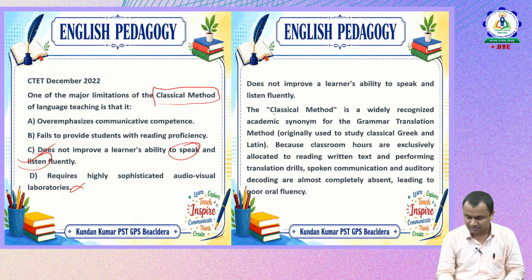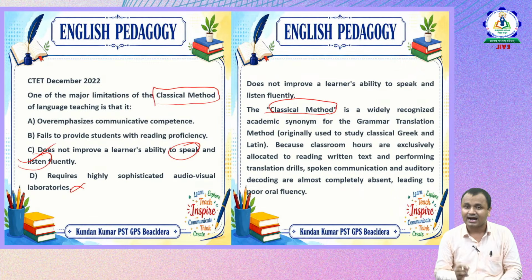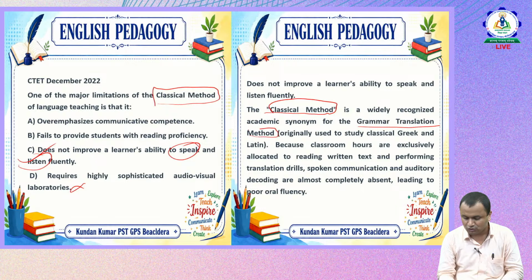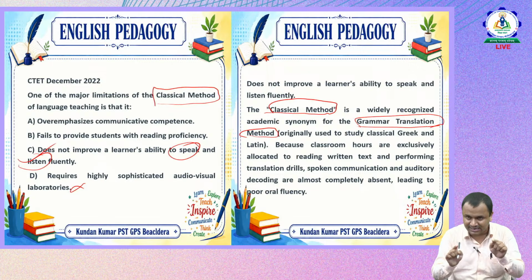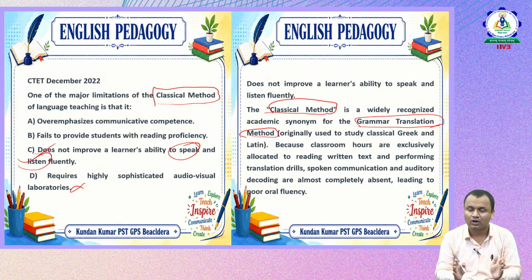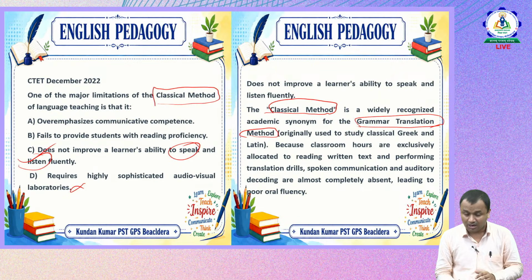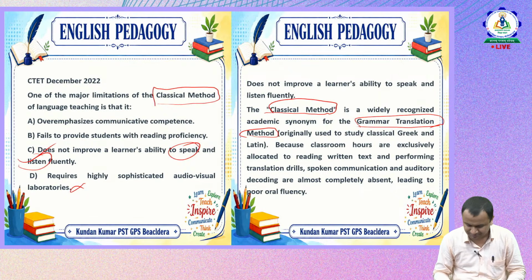The classical method is widely recognized as an academic synonym of GTM. So the academicians say that the grammar translation method is equal to the classical method, or both are synonyms. And why is it known as the classical method? Because it was used to teach Latin and Greek in the ancient era.